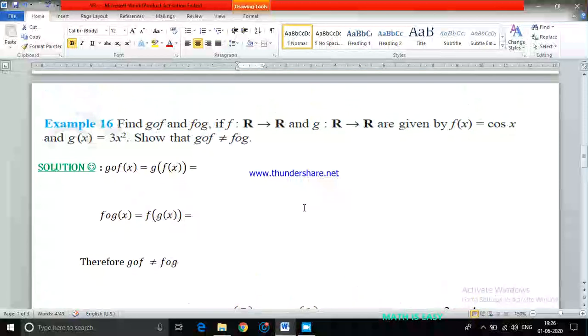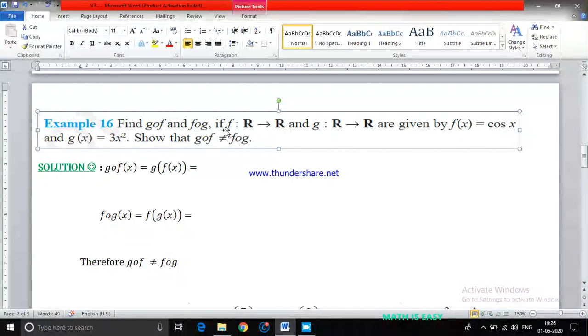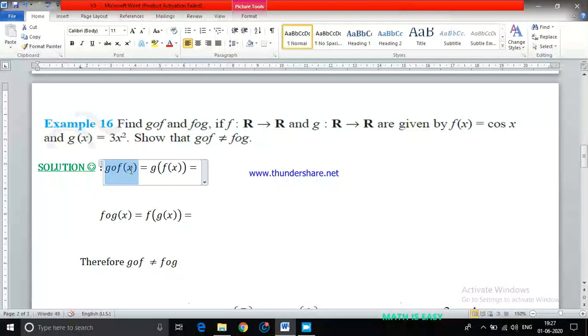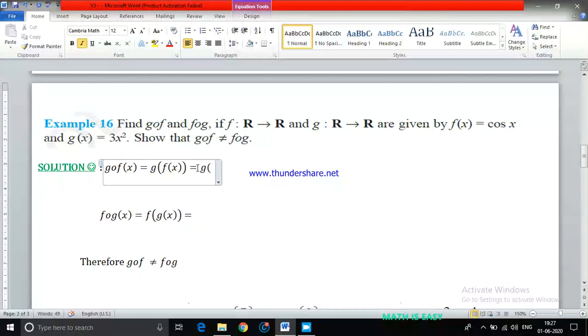Now, take another example. Here find g o f and f o g, if f is a function from R to R and g is a function from R to R given by f of x is cos x and g of x is 3x squared. Now what you have to find? First you have to find g o f and f o g both, then you have to show that they are not the same. So here I have taken g o f of x, then I can write this as g of f of x, which is g of, now in place of f of x, what is f of x that is given?